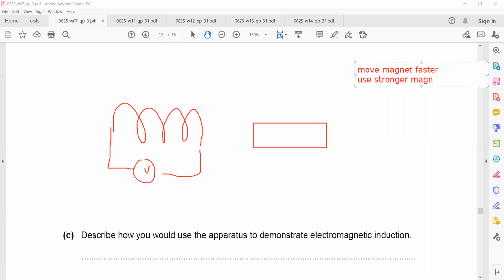and use more turns for the solenoid, or increase the number of turns. So if we use these things, it will produce a higher induced EMF.